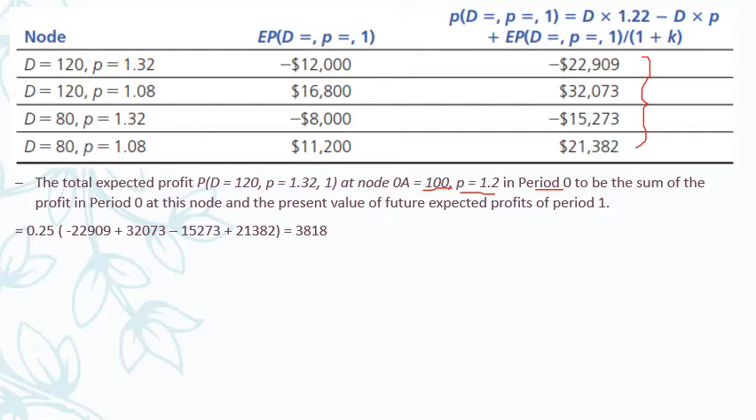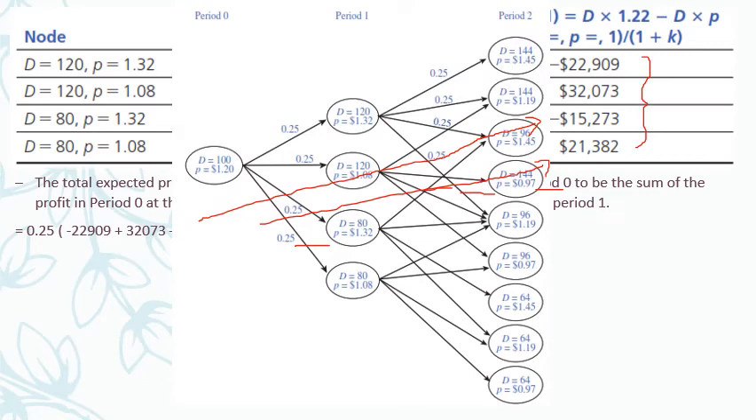25% of the expected profit. What is the expected profit? These are the four expected profits: 22,909, 32,073, 15,273. You can see that this has been obtained from this, and this is this value. Finally I get plus 3818. You can see that here. The first node, the time period 0 node, has been linked to all four nodes. So whatever value I have with respect to that node must be considered in calculating the expected profit.